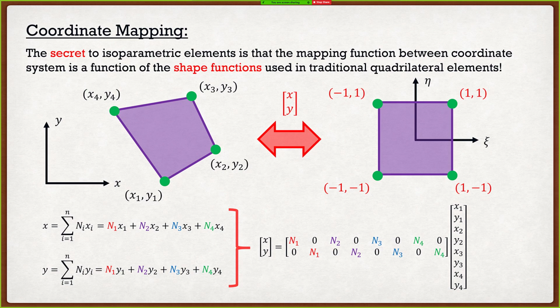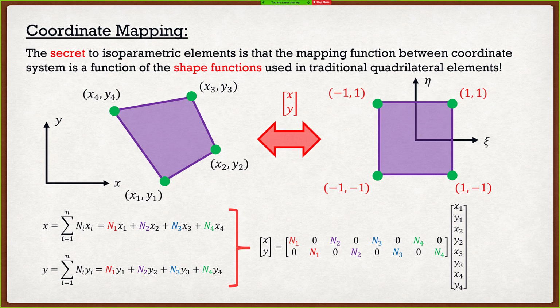So I can get the following equation, where x, y is equal to n1, 0, n2, 0, n3, 0, all the way on. And then for y, it's 0, n1, 0, n2, all the way on. And then this is multiplied by a vector containing the original coordinates in the global system. Does this make sense to you guys right now? What we've done thus far? Because this is going to be the key to all these isoparametric elements: figuring out what exactly this mapping function is. Once we do that, everything else is going to be a piece of cake. Well, mostly, as you will see.